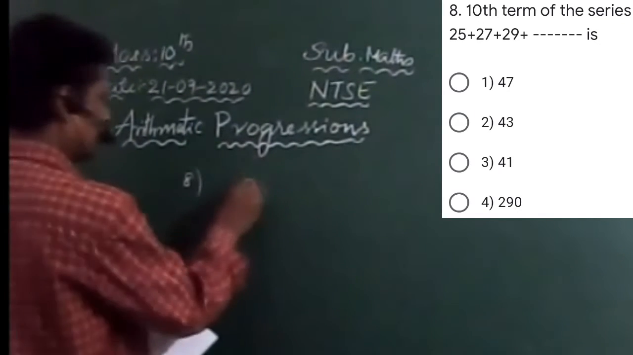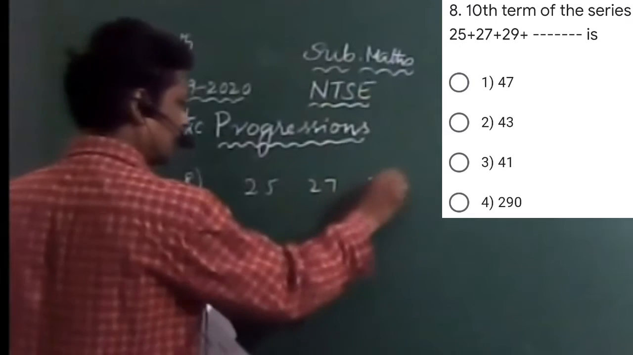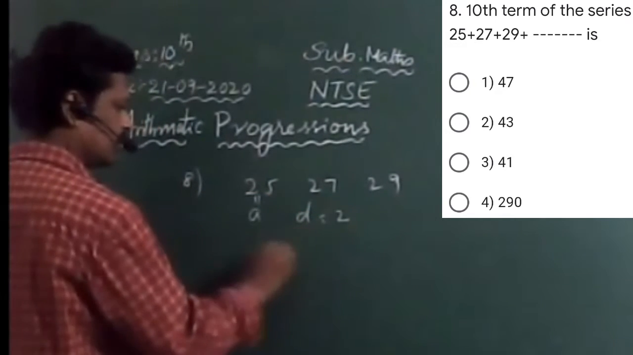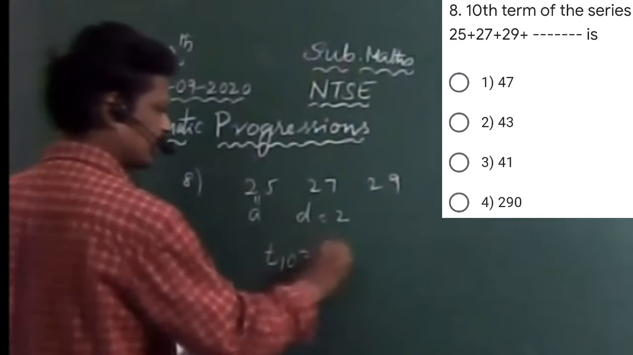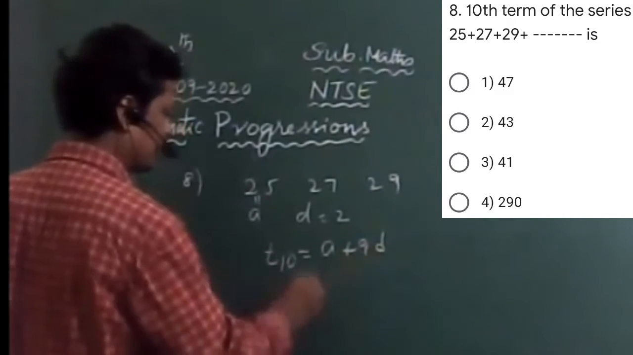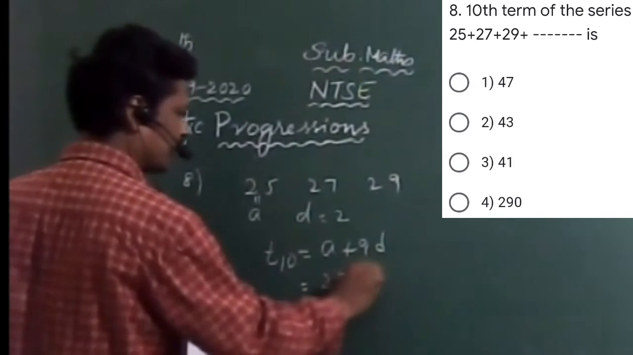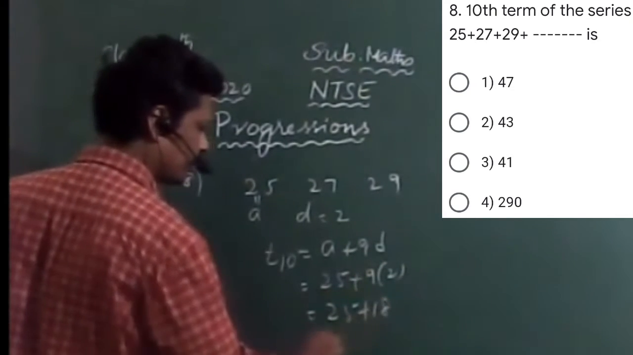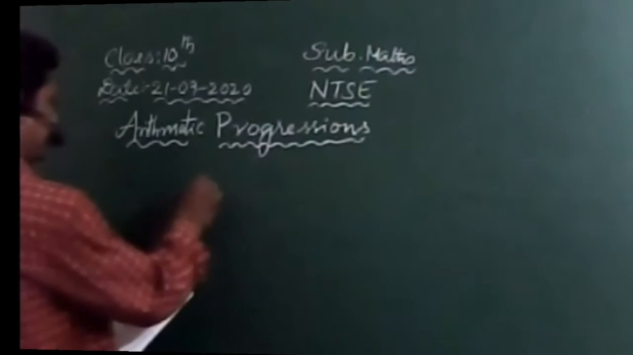10th term they are asking. 25, 27, 29. Here this is A, and the common difference is 2. 10th term they are asking. 10th term is A plus 9D. A value 25 plus 9 into D value 2. So 25 plus 18, which is 43.